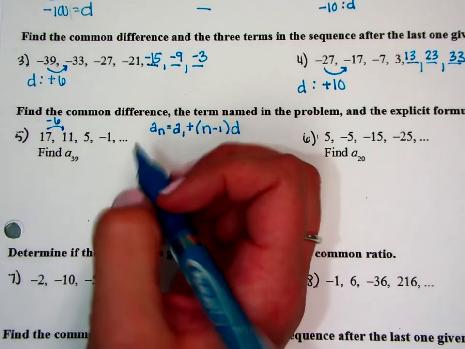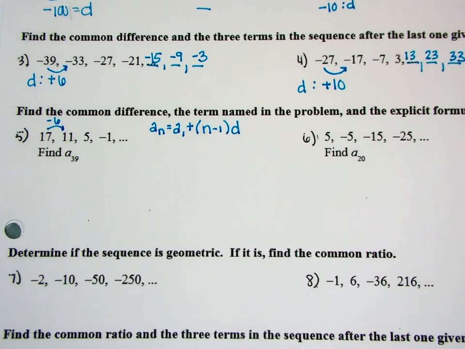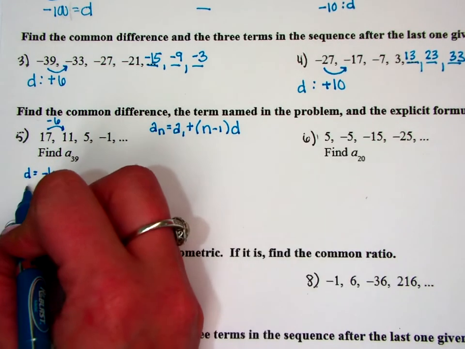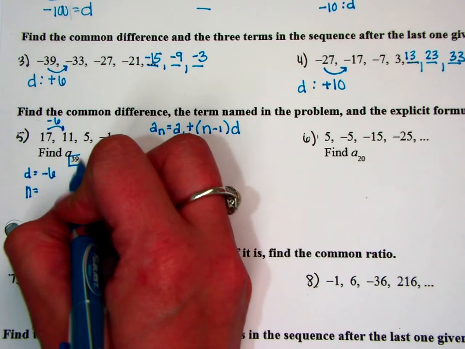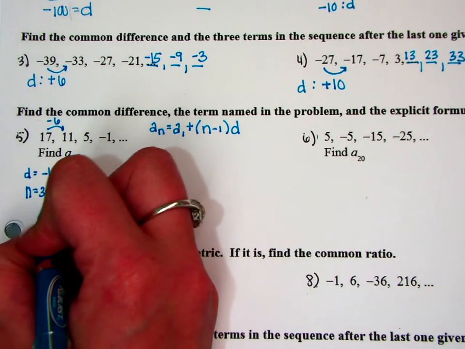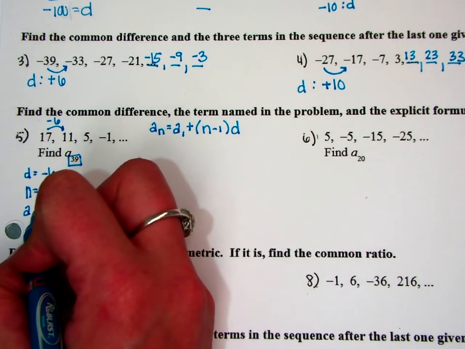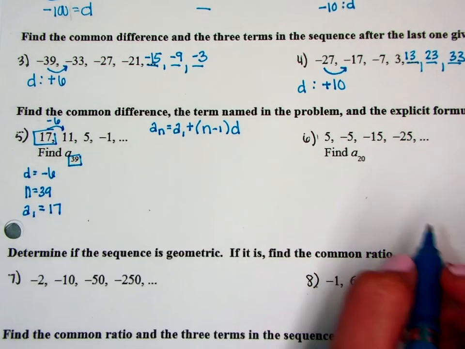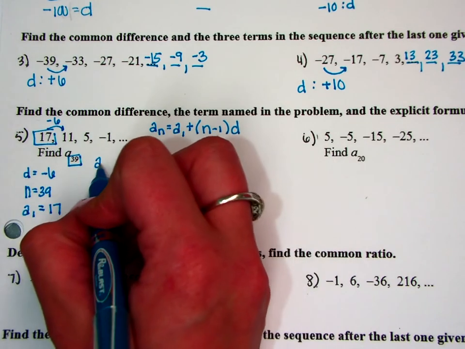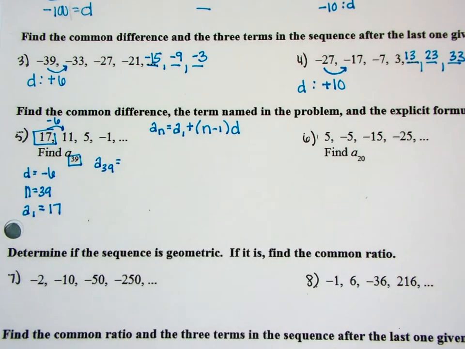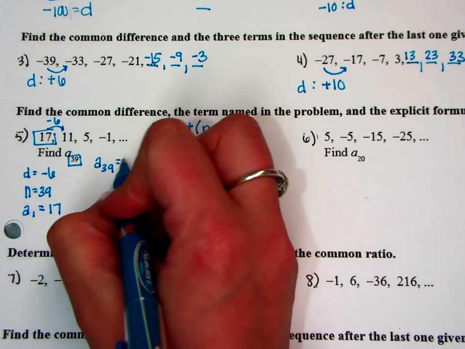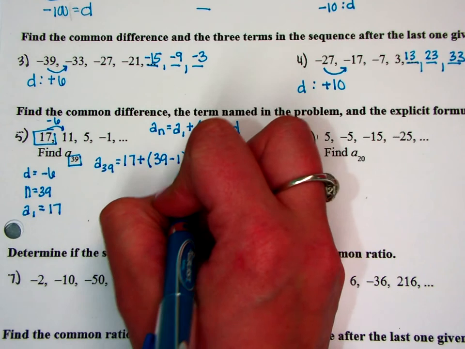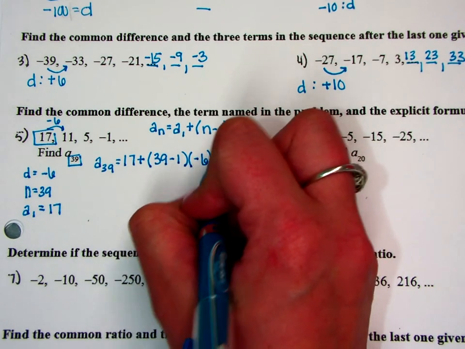What I like to do is list out all of my pieces. The common difference is the letter d, and that's negative 6. n is how many terms, and we are working with 39 terms. a sub 1 is represented by my first term, and my first term is 17. Now I can just plug everything in. a sub n is going to be a sub 39 because that's the term we're finding. a sub 1 is the first term, 17, plus n, which is 39 minus 1, times the common difference of negative 6.